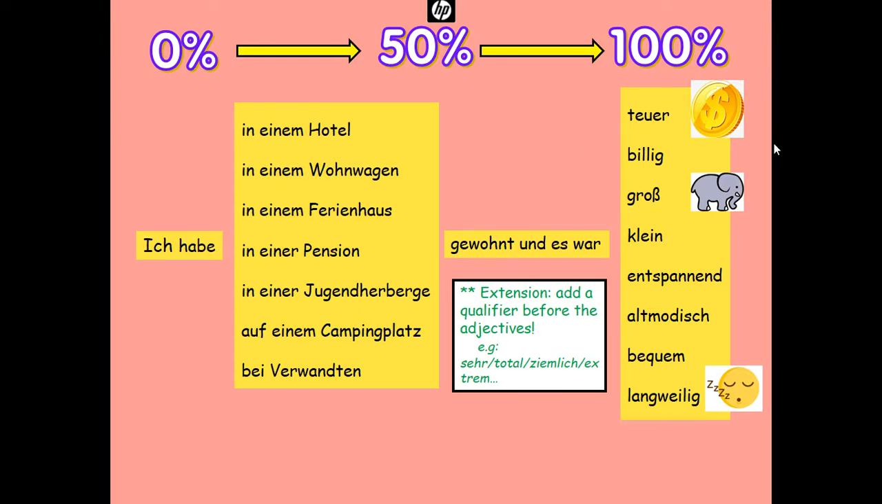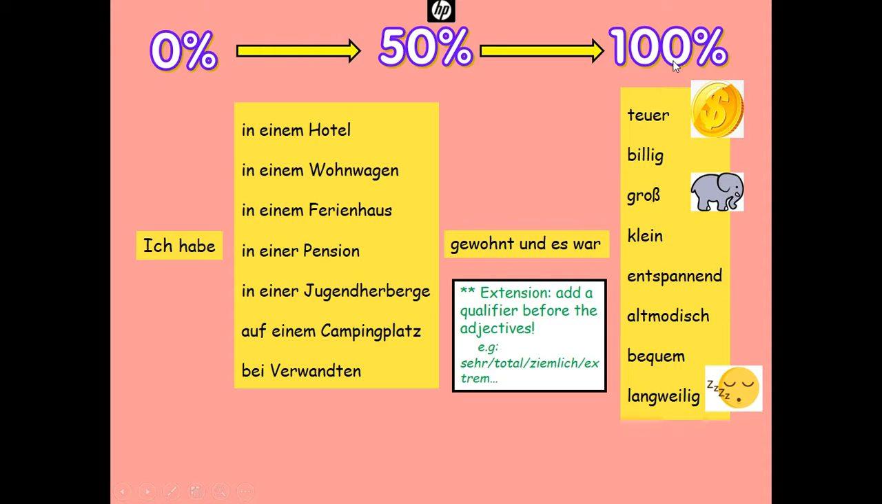And then if you have a look in this blue box here, it says extension, add a qualifier before the adjectives like sehr, total, ziemlich, extrem, etc. So anytime you add extra words to your sentences, the quality of your German increases and you're likely to get better grades. So whenever you use an adjective, always try to put a qualifier in front of it so that you can really show off and prove that you know a good range of words in German.